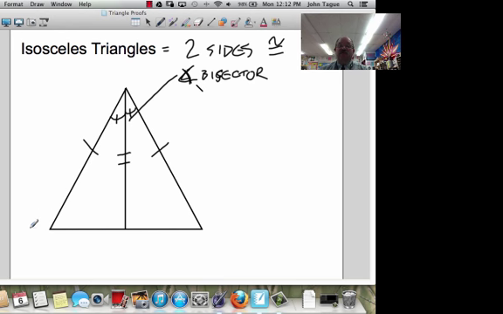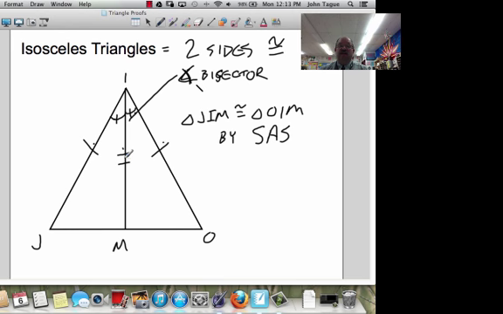And so I have this left-hand triangle, which we're going to call, I don't know, Jim, and the other one, Oim. Are these two triangles congruent to each other? I believe they are. So triangle JIM is congruent to triangle OIM. I don't know what I was trying to spell. By which rule? Side, angle, side. A side, an angle, and a side, congruent to a side, an angle, and a side.